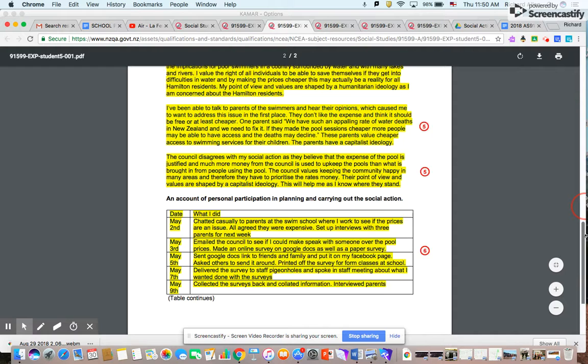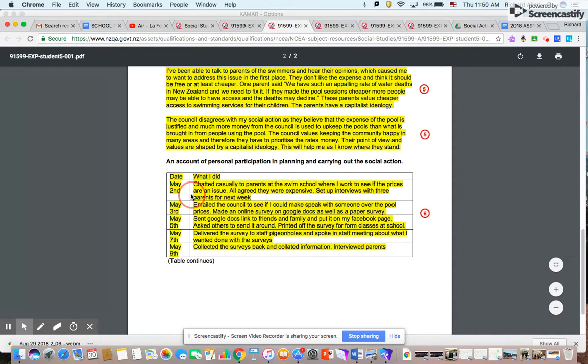Now, the last bit of this is the log. You have to do a log. You must hand in the log as an account of personal participation, planning and carrying out the social action. You need to say what you did every day and what you worked on. Now, sometimes this might be happening outside of school because that's how it needs to happen. So you have to have a log. Ours is on a separate doc. This is for achieved. Here we go.